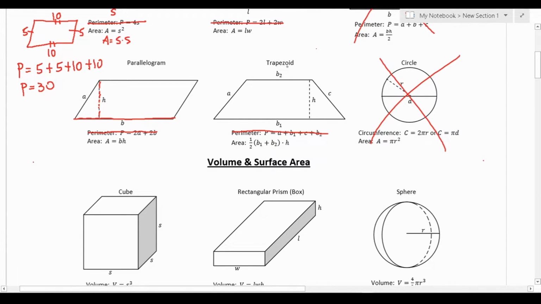And then that leaves us with trapezoids. To find the area of a trapezoid, you take its bases, and there's 2 of them. They're always top and bottom like that. You add them together, multiply that by 1/2, and then multiply that by its height. So that formula is 1/2 base 1 plus base 2 times its height. So in reality, you're only memorizing 2 formulas.